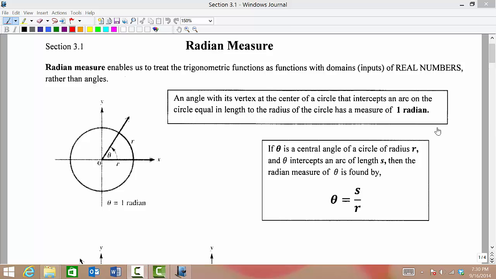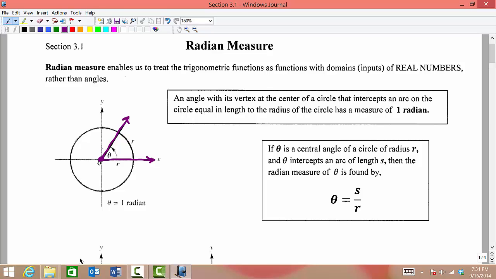In the past, we have discussed angles measured in degrees. In this section, we will look at angles measured in radians. Radian measure is defined by putting an angle at standard position at the center of the circle. So its vertex is at the center of the circle, and here we have our angle theta. Angle theta would be called here 1 radian.